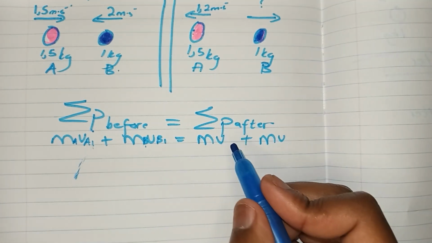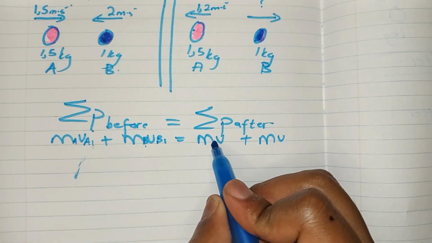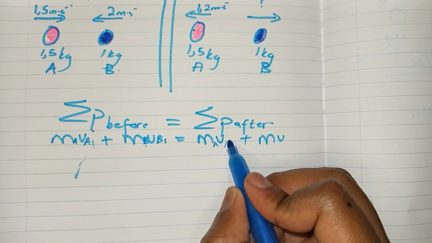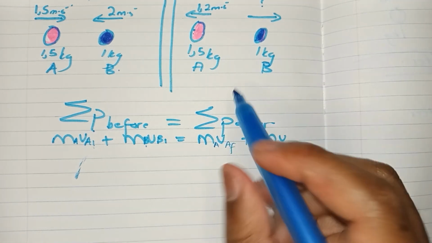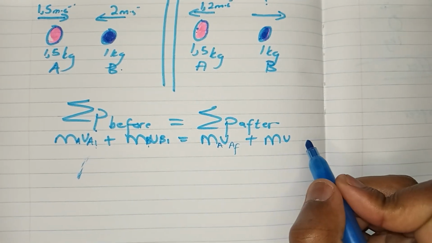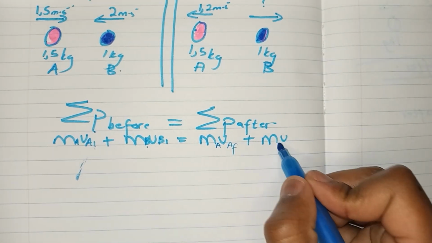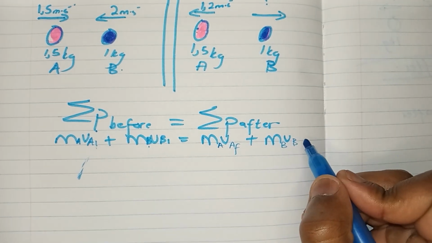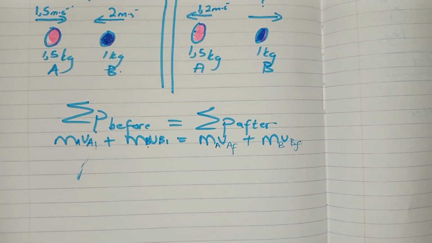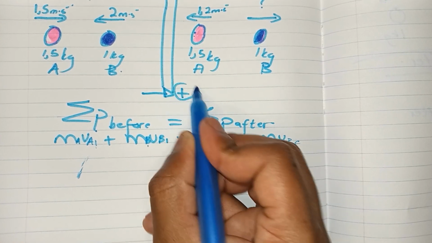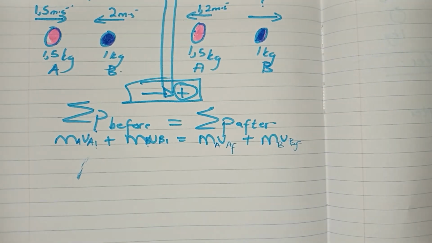You continue: the mass of A and the velocity of A final, after the collision, and then the mass of B and the velocity of B final. We are supposed to choose a direction as positive, so I'm simply going to say to the right is positive. This is how I'm going to work it out.